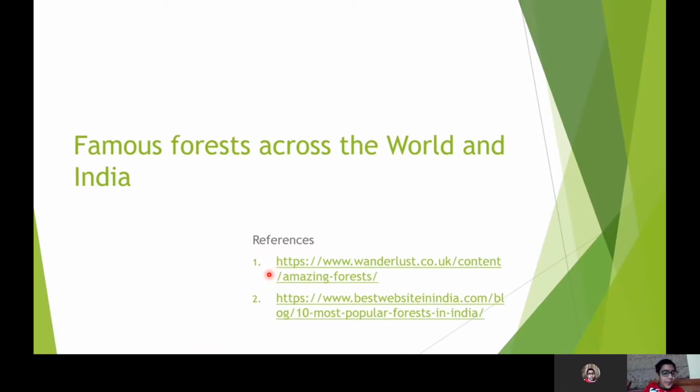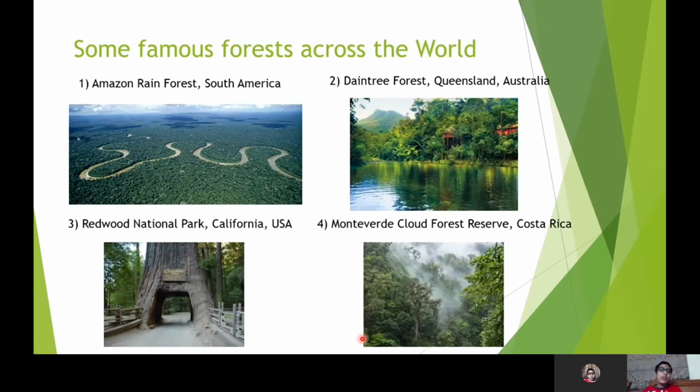Now we'll see some famous forests across the world and in India. From these websites, I have gathered the information. Famous forests across the world: Amazon rainforest in South America, Daintree forest in Australia, Redwood National Park in the US, Monteverde Cloud Forest Reserve in Costa Rica.